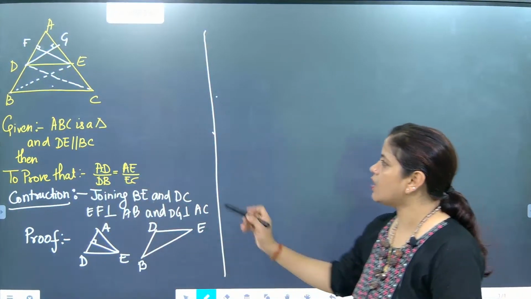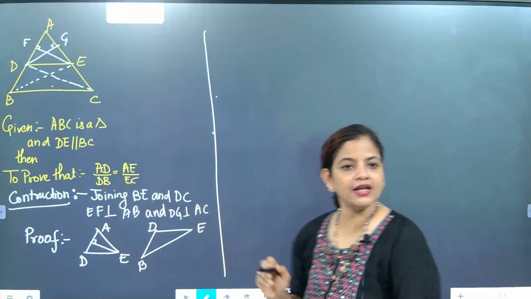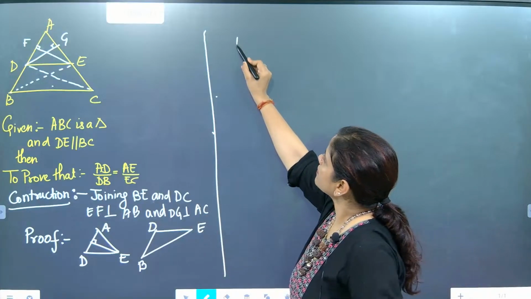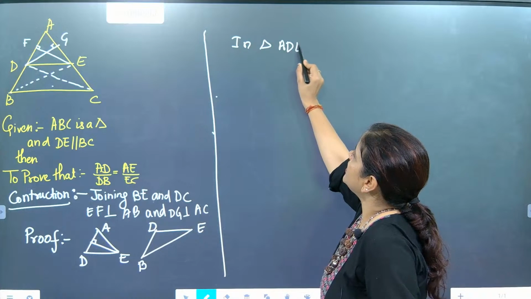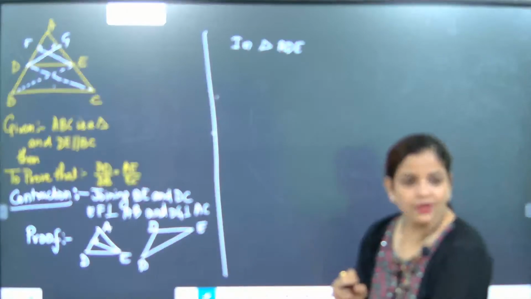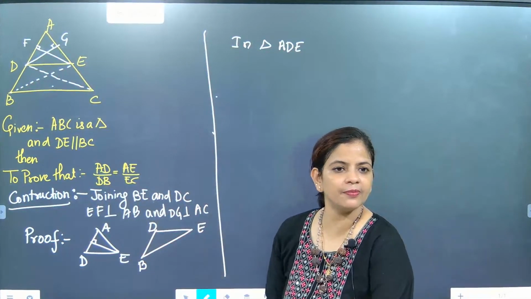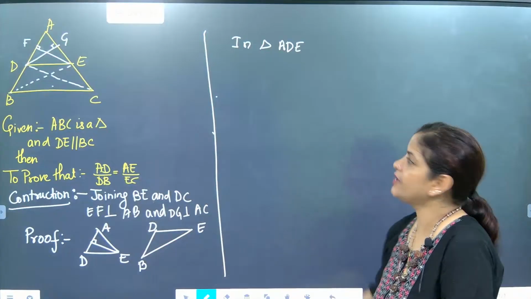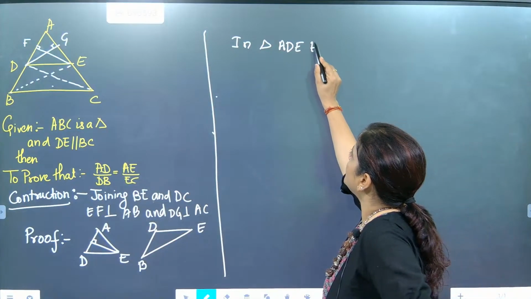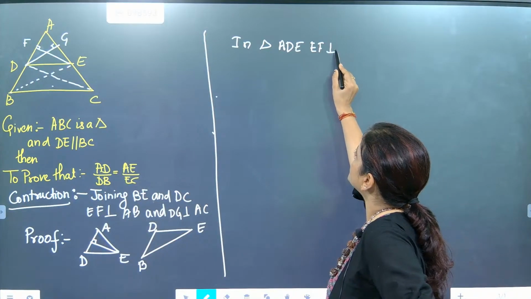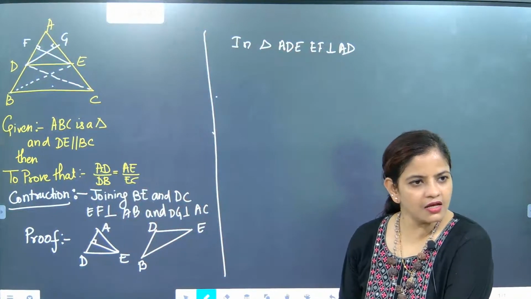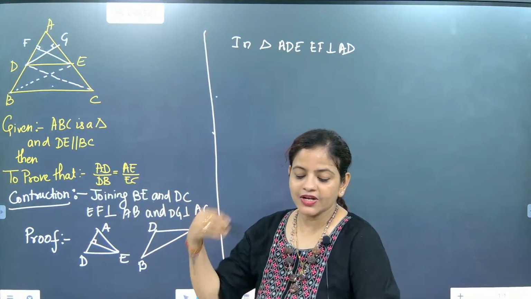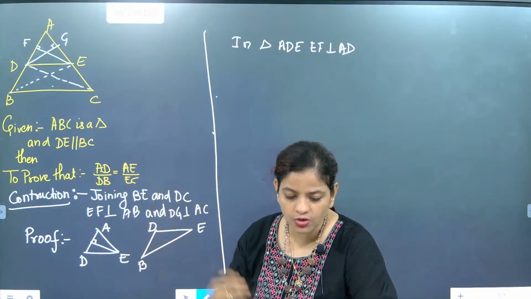Got it? So now first we will talk about triangle ADE. In triangle ADE, perpendicular is there, na? What is the perpendicular there, beta? EF is perpendicular. So in triangle ADE, EF is perpendicular to AD. EF is perpendicular to AB, so ultimately it will be perpendicular to AB.